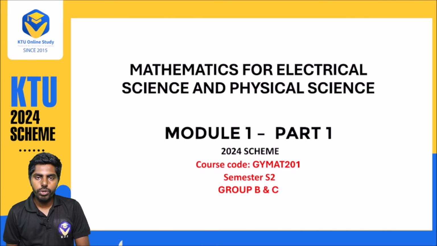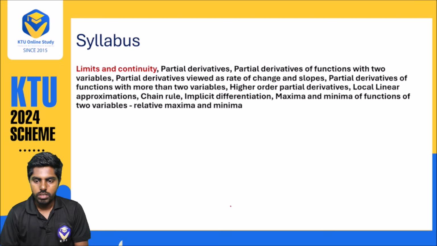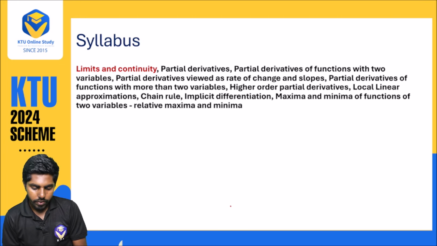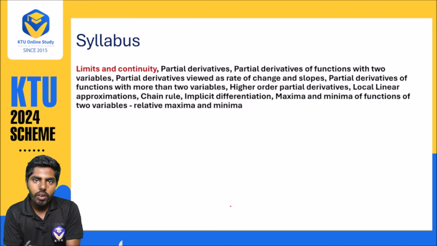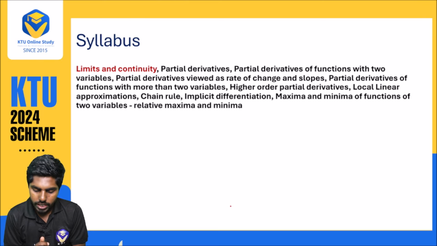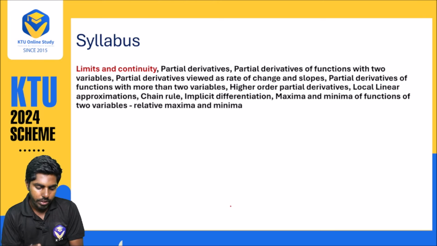So today we are going to see mathematics for semester 2 for group B and C students, scheme 2024. So let me decode the syllabus. What are the topics they have given? The syllabus is mentioning limit and continuity, which you have learned in your 11th and 12th standard. You will be very familiar with limit and continuity.